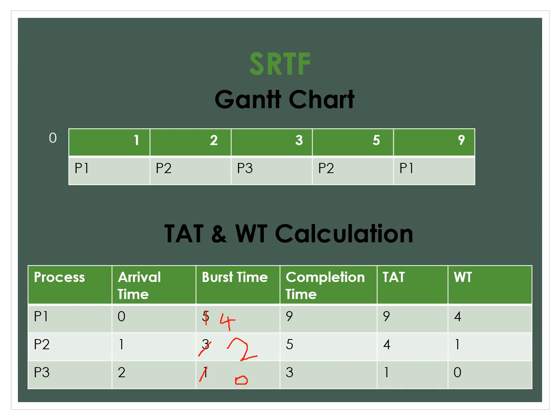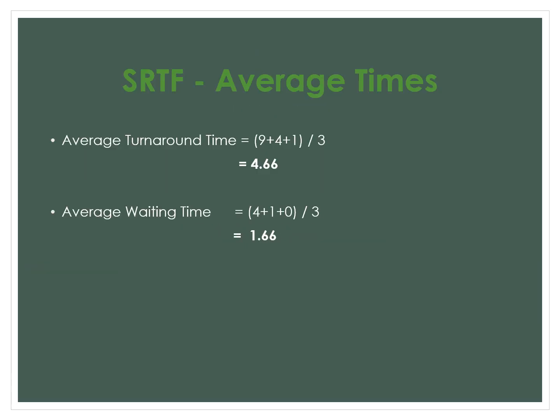So compared to P1 and P2, P2 has lowest burst time. So next P2 executed. So 3 plus 2, 5. After that P1 executed. 5 plus 4, 9. So based on that, we calculate turnaround time and waiting time for shortest remaining time first, and also calculate the average times already I explained.